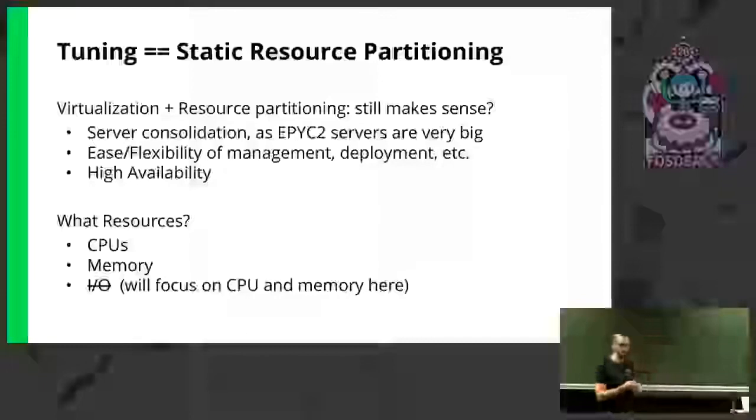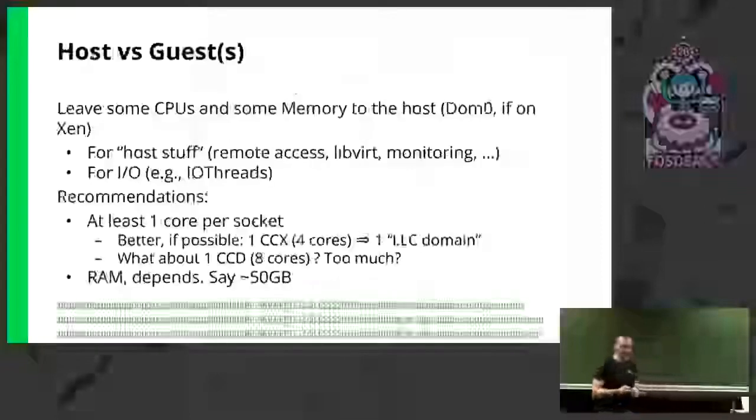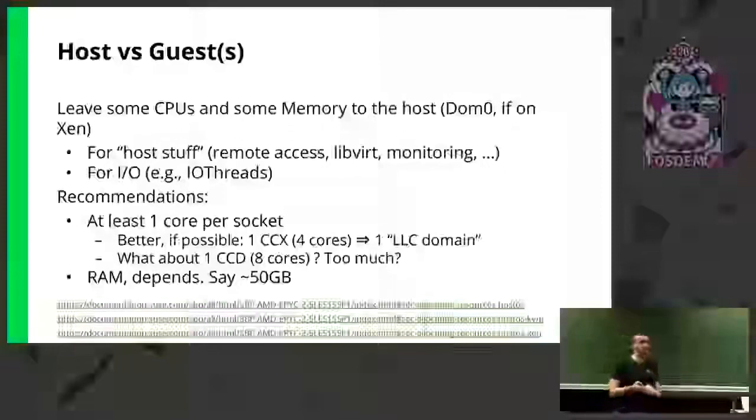So what resources are we talking about partitioning? Well, all the relevant resources: CPU, memory, and I/O. This talk will be focusing on CPU and memory. I/O we leave for another one. The first kind of partitioning is going to be between host and guest or guests, meaning that you most of the time want to leave some of the resources, namely some CPUs and some memory, to the host, because you have to connect with SSH or whatever to the host to do monitoring or management.